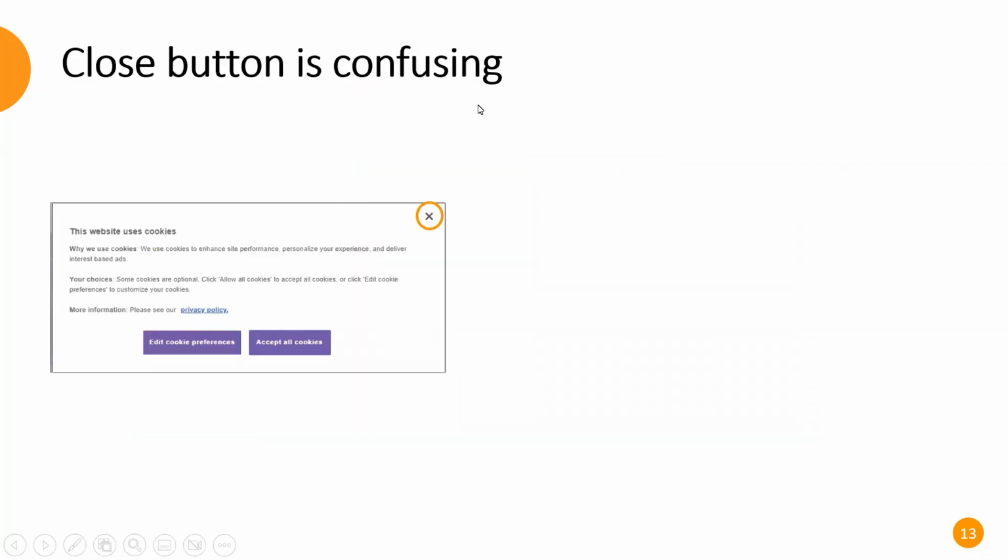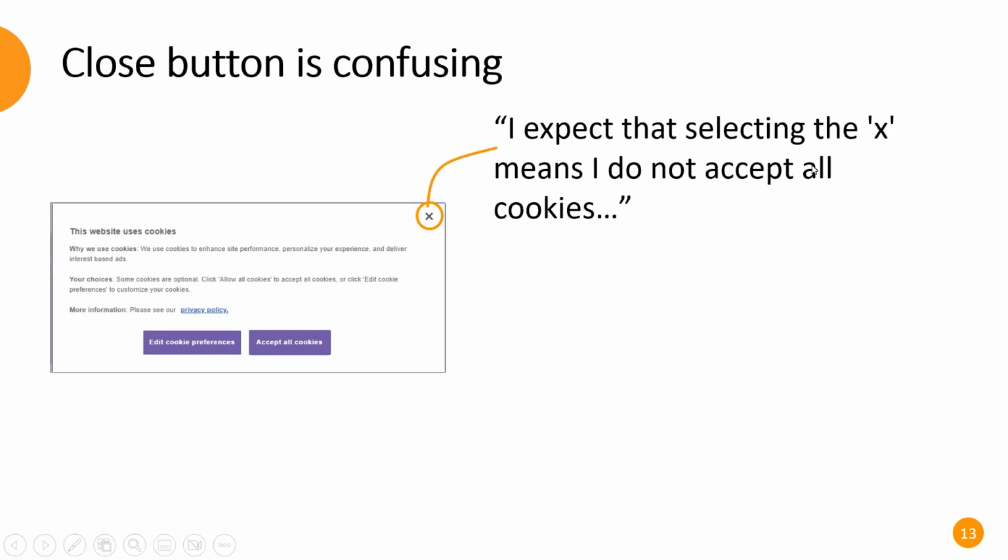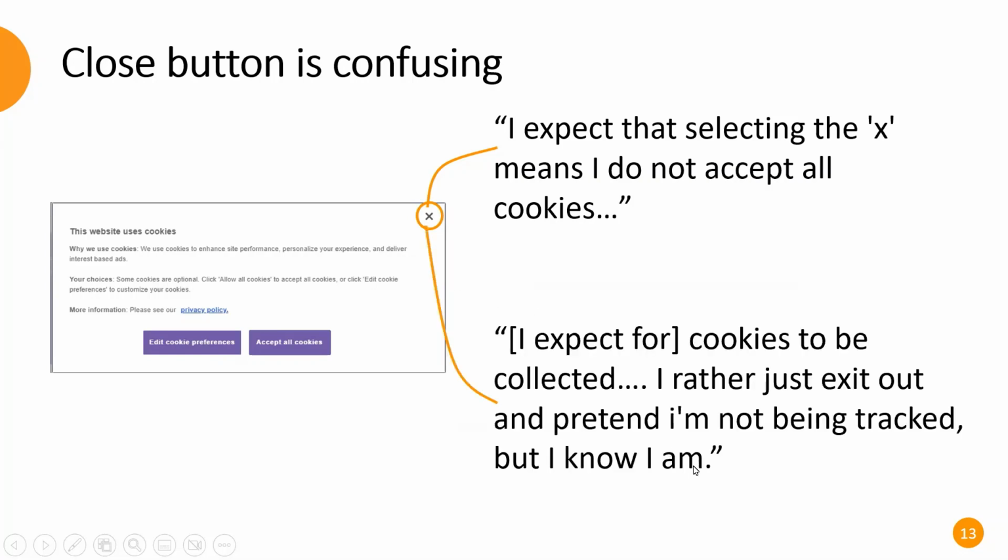So a few other results. One qualitative finding is that the close button is confusing to users. One of the questions we asked was, what do you expect to happen when you click the close button? And people thought opposite things. So for example, this person thought that it meant that they do not accept all cookies, whereas this person thought that by default, the website would accept all cookies without letting them know. And the reality is that there's no way from this interface to know what the close button will do. And this practice can vary from website to website, so there's no consistency in what will happen.